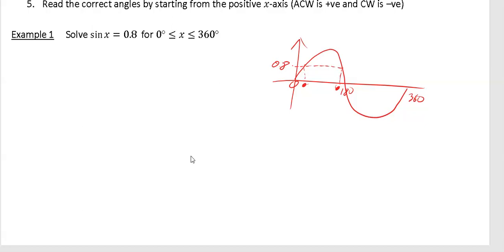Okay, using the graph in this form is a very bad way of doing it, so we have a much better way. I'm going to leave this here just to show that our answers will make sense when we finally get them.